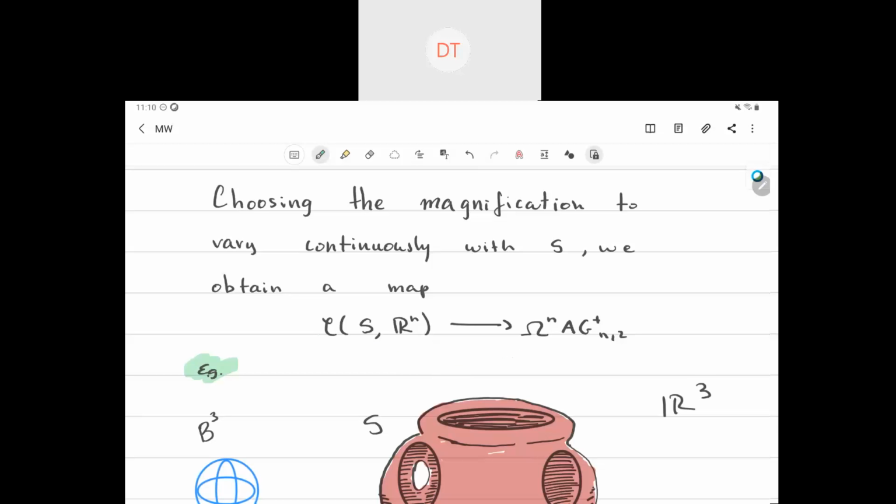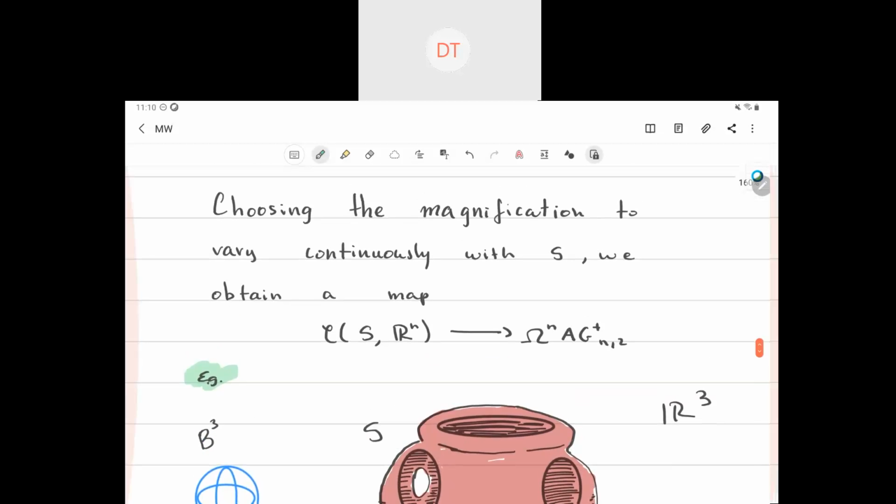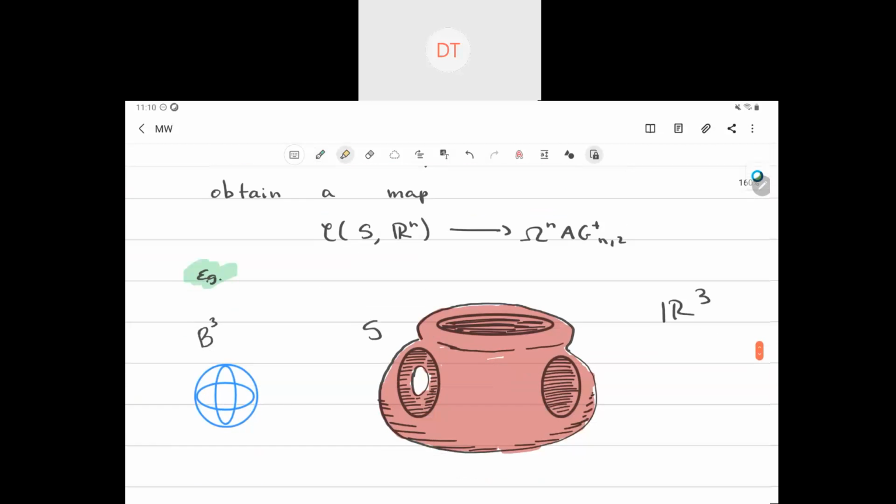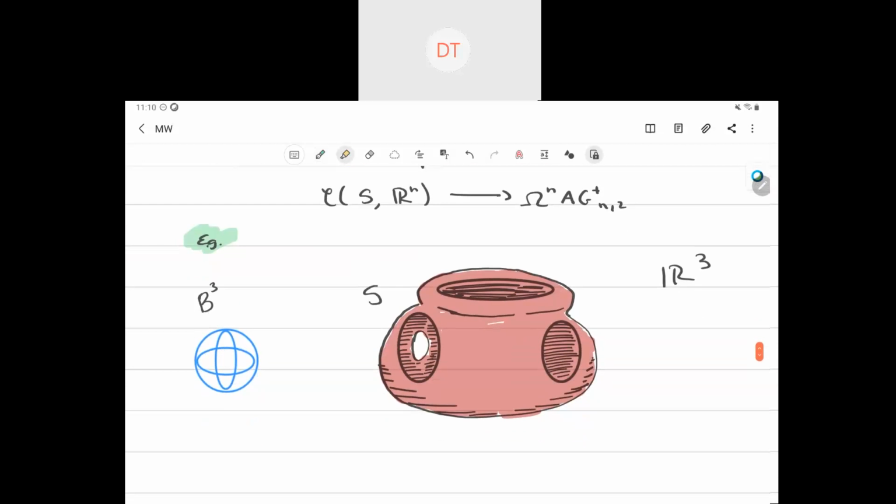Now there's this sentence, choosing the magnification to vary continuously with S. So why do we need that? What's the point in that? The point is that if we define a scanning map, that scanning map might not work for every possible way, every possible embedding of S into Rn, right?